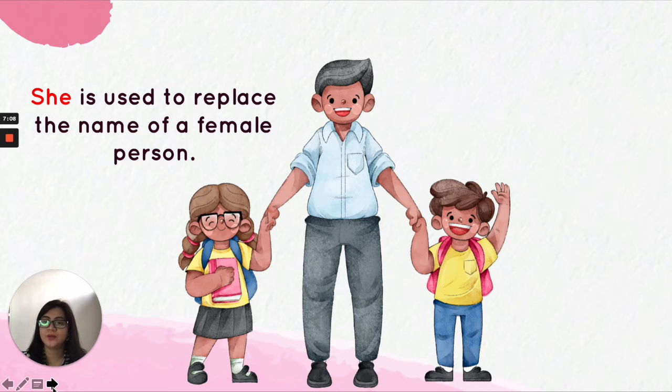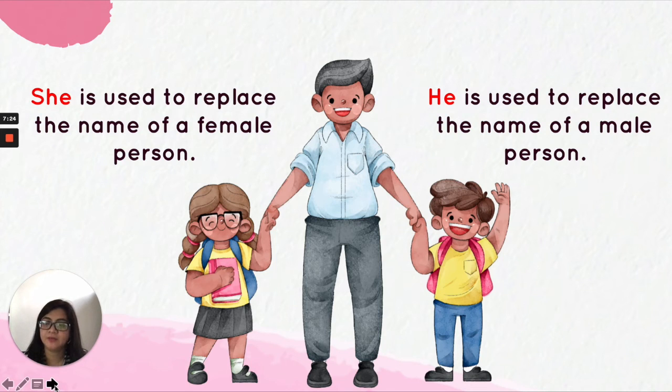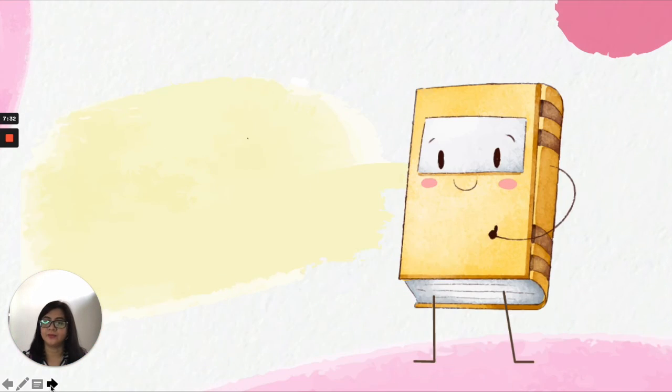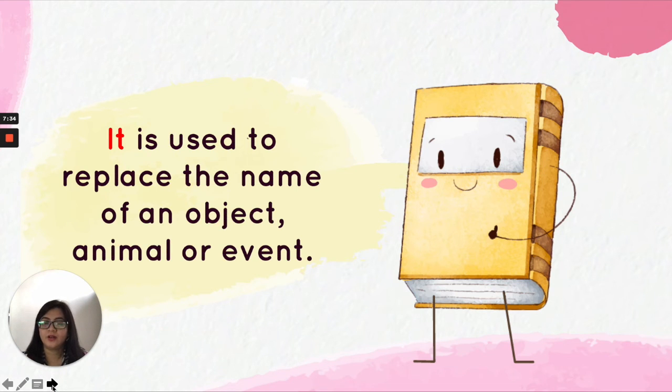Remember, she is used to replace the name of a female person. If you're talking about a woman, or you're replacing a name of a woman, like for example, instead of saying Miss Tigantoka is talking so fast, you can say she is talking so fast. Okay. On the other hand, he is used to replace the name of a male person. So instead of saying Mr. Lopez is the business owner, you can say he is the business owner. So the third one, which is it, is used to replace the name of an object, animal, or event. So if you're talking about a book, so my book is new, you can say it is new.